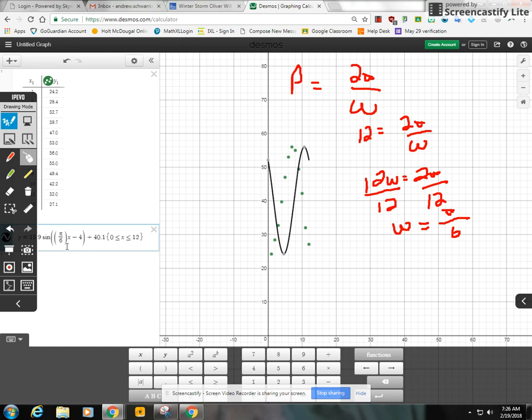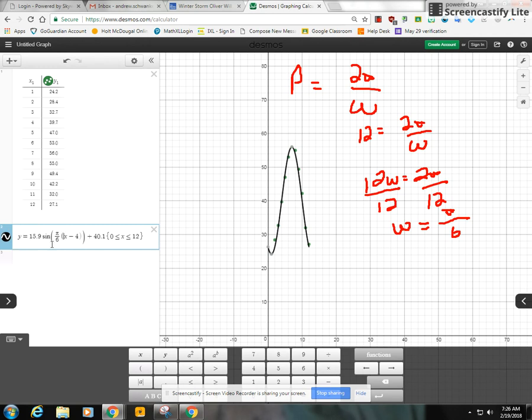So let's see here. This pi over 6. Okay, this parenthesis right here needs to be like that. There we go. So that's how it should look for your notation. y equals 15.9 sine of, and then open parentheses pi over 6, and then open parentheses again, x minus 4, double close parentheses plus 40.1. And I just have the domain restricted there from 0 to 12. And that is how you do it.